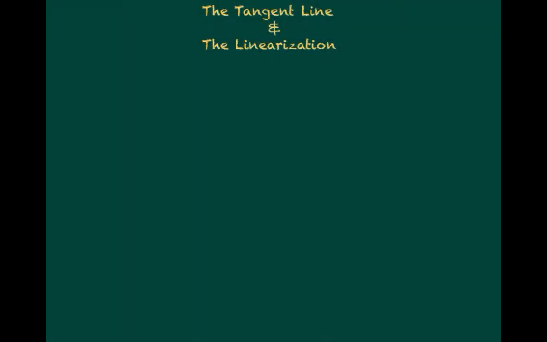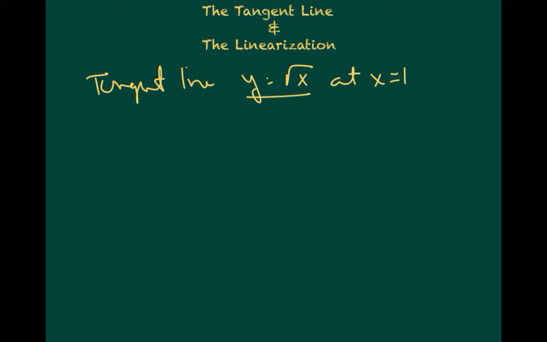Let's start off talking about something we already know how to do. Suppose I asked you to find the tangent line approximation, or I should say the tangent line to the graph y equals the square root of x at x equals 1. Why don't you take a minute, pause the video, and come up with the tangent line to the curve y equals root x at x equals 1.